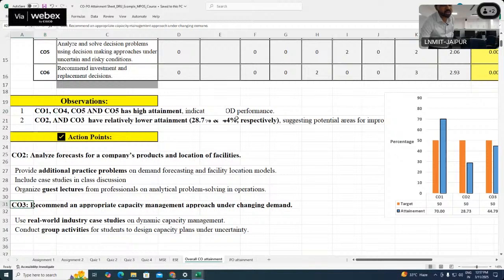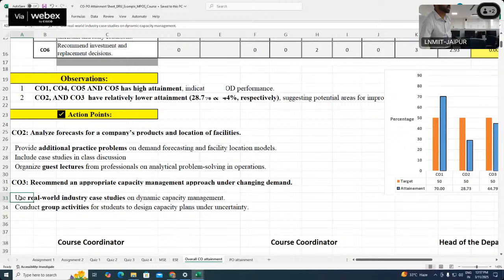Similarly, CO3 had an attainment of 44%. So again, the course instructor recommends some action plans: use real world industry case studies for dynamic capacity management, and conduct group activities for students to design capacity plans under uncertainty. It depends upon what course content you are teaching for that particular CO, and according to that you put some action points. And depending upon that, in the next academic year, when you are teaching this course again, you have to show what you have done for these action points.